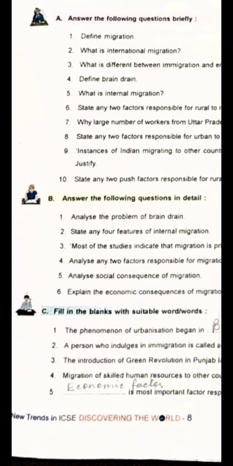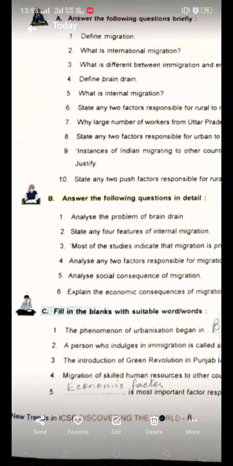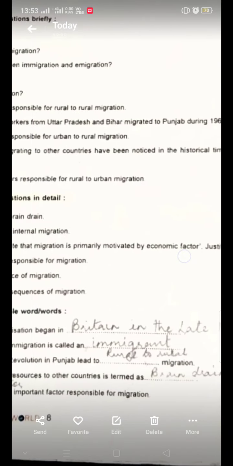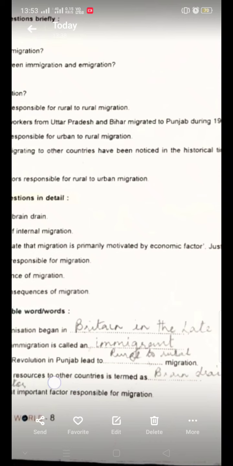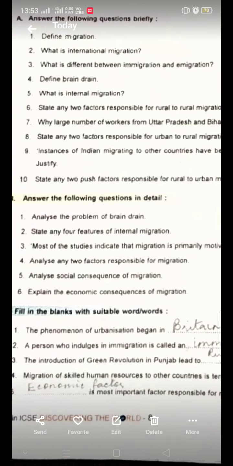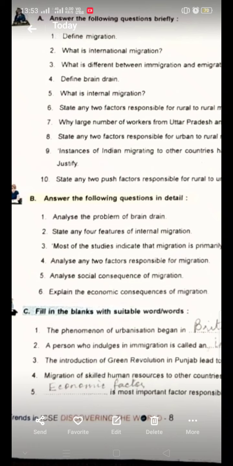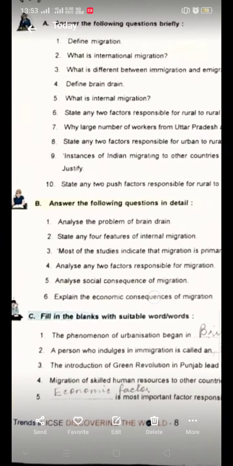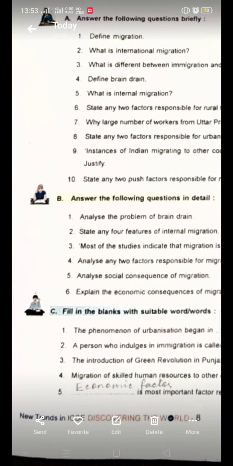Next, the introduction of Green Revolution in Punjab led to rural migration. It led to rural migration. There was a considerable amount of migration which was a part of rural migration. Okay. Next, migration of skilled human resources from one country to the other is termed as brain drain. Okay children, write brain drain for this. Next, the economic factor is the most important factor for migration. So write economic factor.